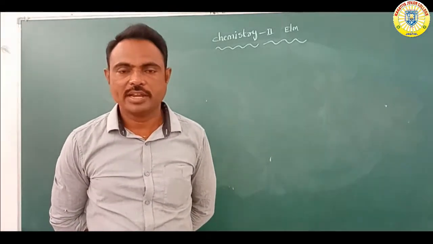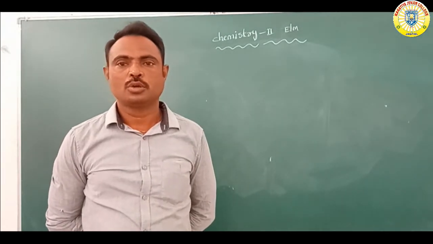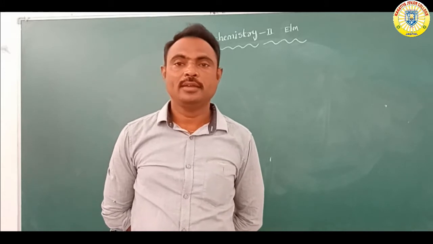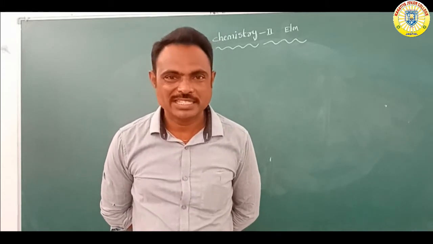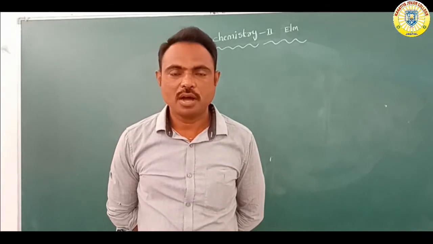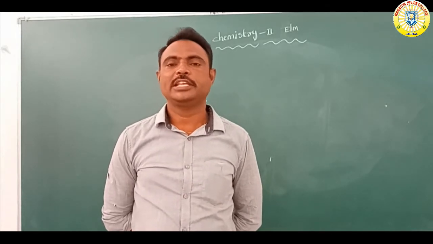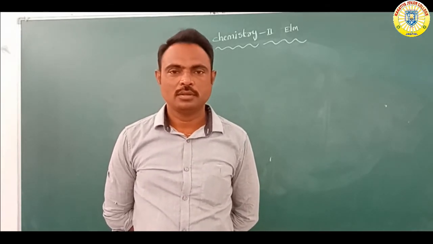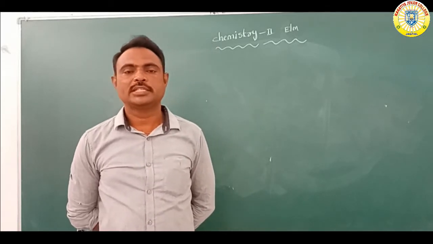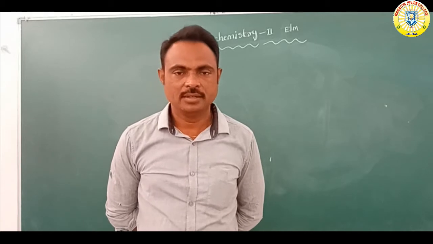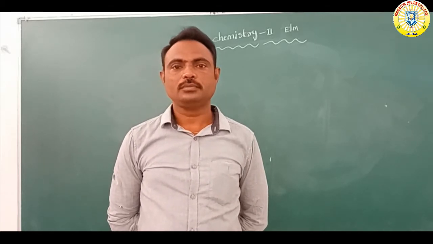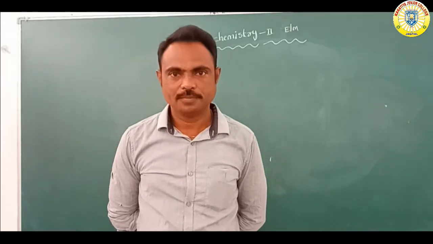Last class we discussed chlorine oxo acids. Chlorine mainly forms four types of oxo acids. That is number one, hypochlorous acid. Next, chlorous acid, chloric acid. Next, perchloric acid.